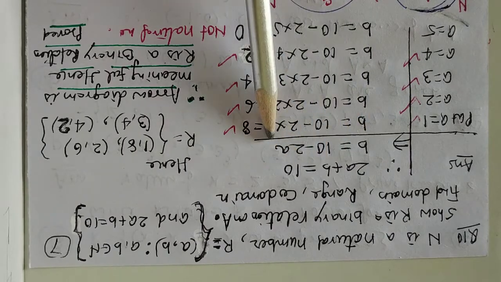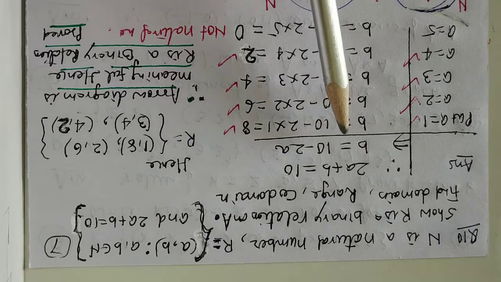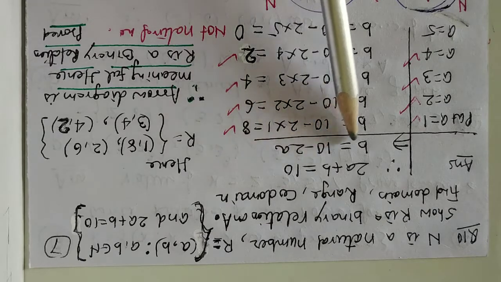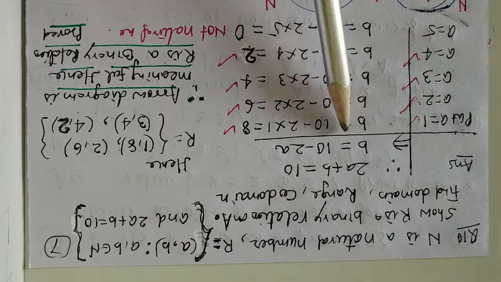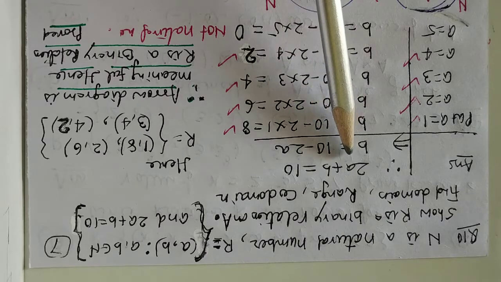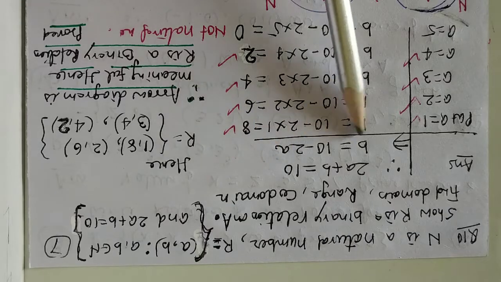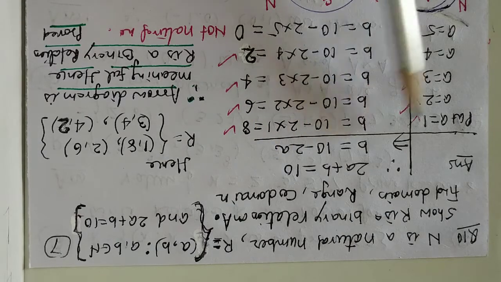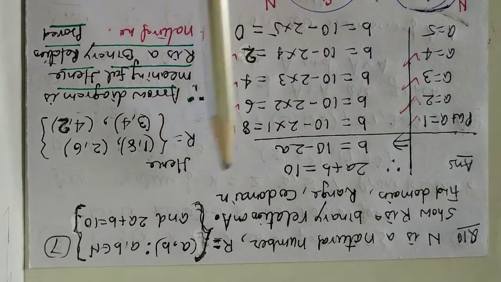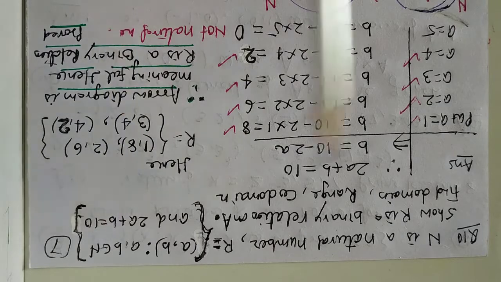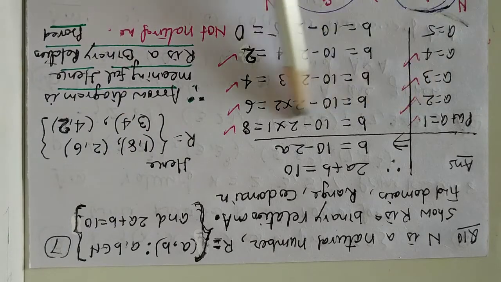So B is equal to 10 minus 2A. To avoid the fraction, I have written the value of B. Now, if you are calculating A, then it will be (10 minus B) by 2, so it is better to calculate B. Now put the value of A as 1, since the natural number starts from 1. If you are putting A as 1, B will be 8.